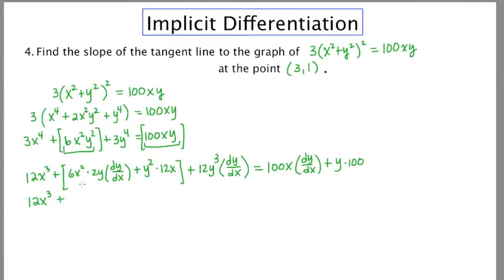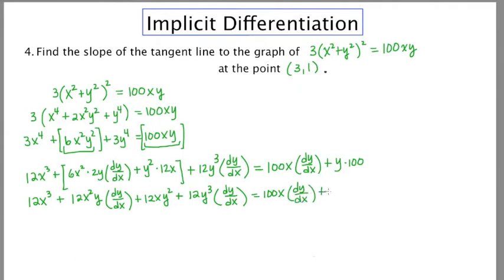So just cleaning this up a little bit, we have 12x squared y dy/dx plus 12xy squared plus 12y cubed dy/dx equals 100x dy/dx plus 100y. So now we're going to have our dy/dx party.